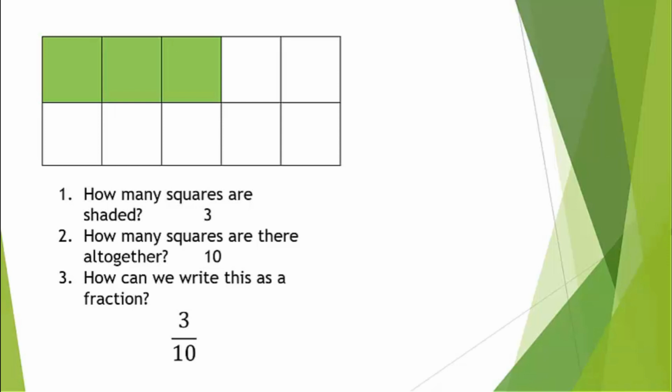Look at here. How many squares are shaded? You can see 3 squares are shaded or colored. You see three squares with green color. Now, how many squares are there all together? Count all the squares. There are 10 squares in all. How can we write this as a fraction? We can write it as 3 by 10. 3 is the numerator and 10 is the denominator.